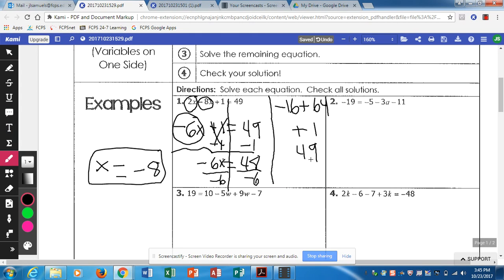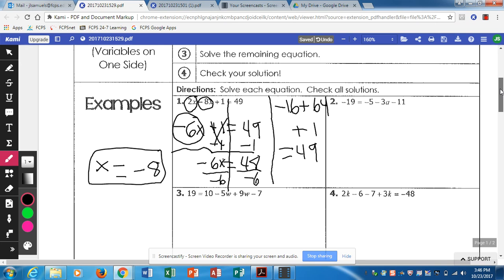Negative 16 plus 64 gives us an answer of 48. And then we have 48 plus 1, which is 49. So we get a true statement of 49 equals 49. Sorry, I ran out of space there. But let's go ahead and do another example.